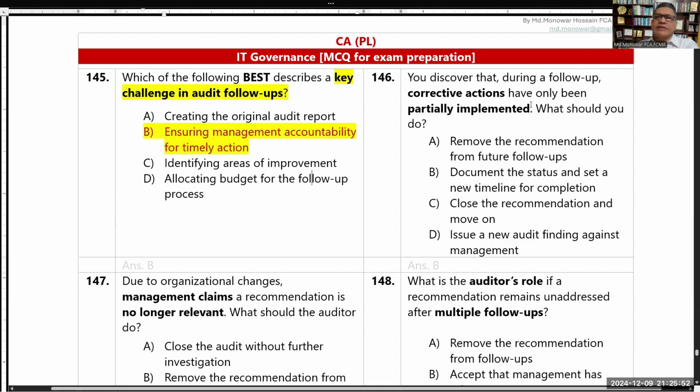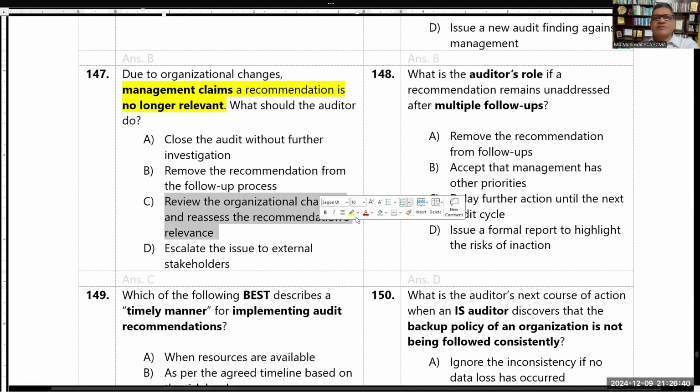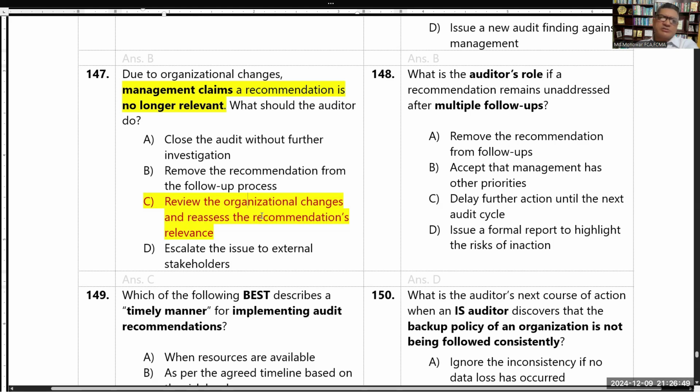Answer B. You discovered that during a follow-up, corrective actions have only been partially implemented. What should you do? Document the steps and set a new timeline for compliance. Answer B. Due to organizational changes, management claims a recommendation is no longer relevant. What should the auditor do? Review the organizational changes and reassess the recommendation's relevance.